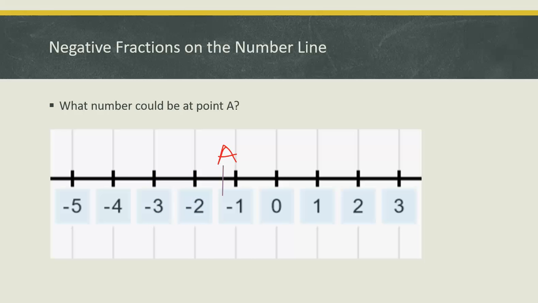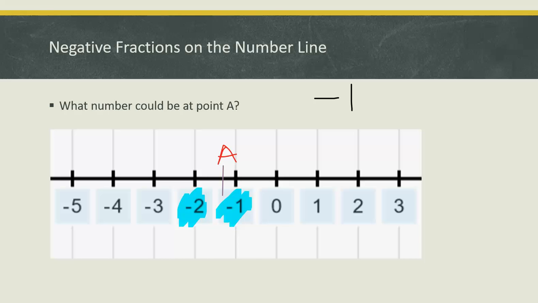What if I give you a point and ask you to figure out the number? So you'll notice we have point A marked. I want to know what number would make sense for A. First, let's start by looking at what A is between. A is between -1 and -2. This means that my number is going to be a negative, and it's going to start with -1.